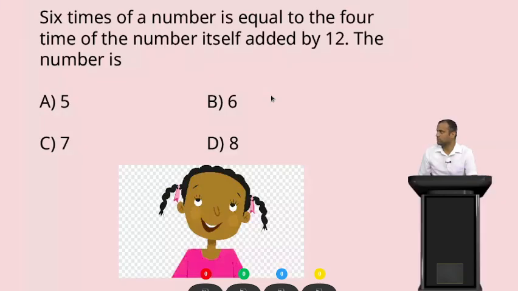Okay, it's question time again. 6 times a number is equal to 4 times the number itself added by 12, and your time starts now. Okay, solve this equation. The number is 5, 6, 7 or 8. Okay class, your time is over. So the answer is B.